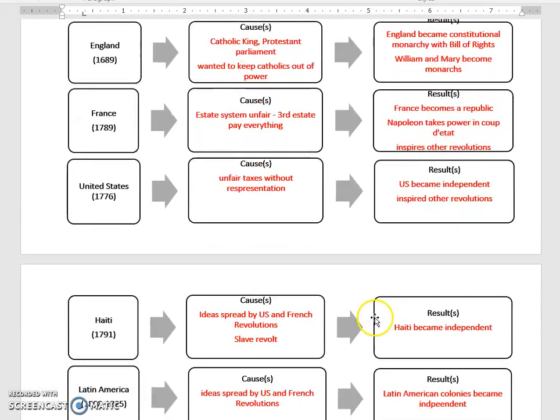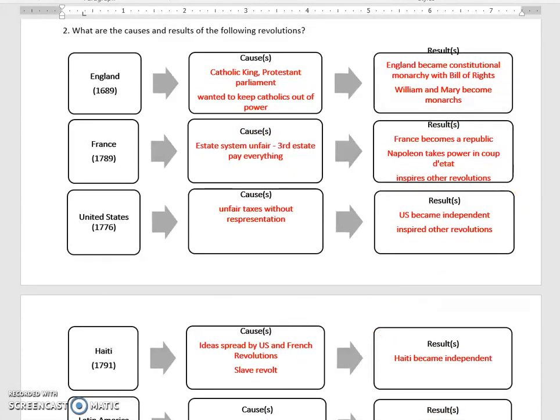Speaking of our revolutions, let's start with the English Revolution, otherwise known as the Glorious Revolution. The biggest reason that this revolution took place is because the king was Catholic and the parliament and most of the people in England were Protestant, and Protestants wanted to keep the Catholics out of power.